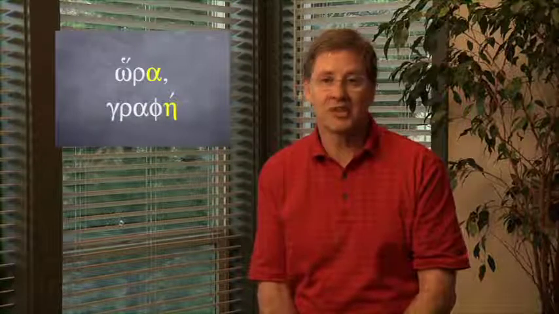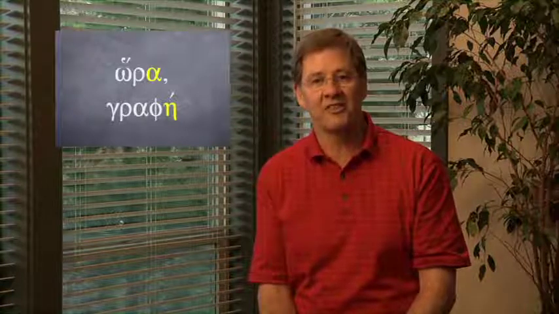If the stem of a word ends in an alpha or an eta, we call it first declension. In other words, those words are first declension words. And that means they're going to all follow the same basic inflectional pattern as you go through the different cases. So you have a word like hora, the word that means hour. It ends in an alpha. That tells you it's first declension. Or you have the word graphe. It ends in an eta. Graphe and hora, both together, are first declension words.